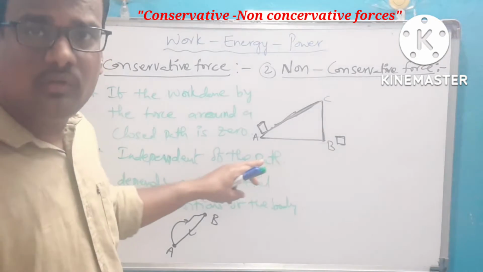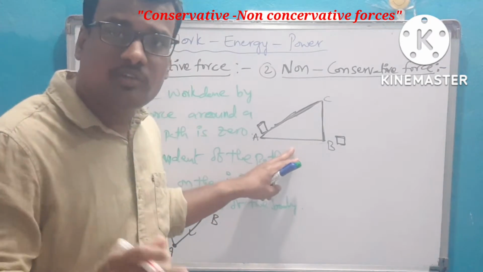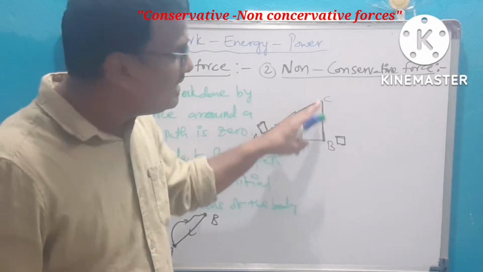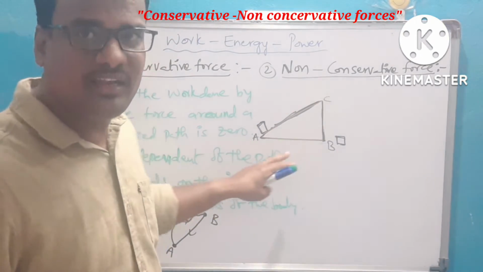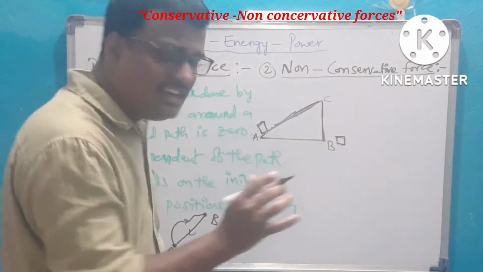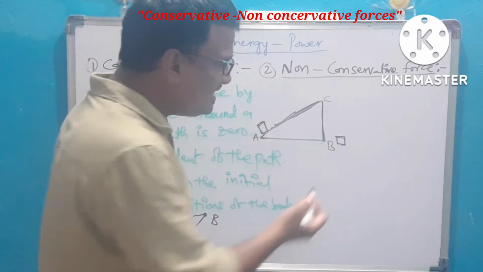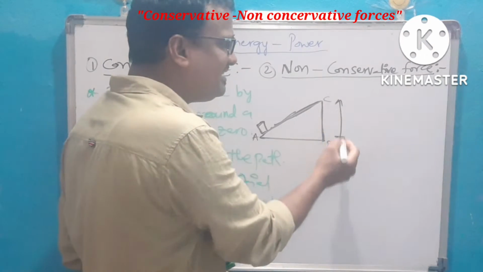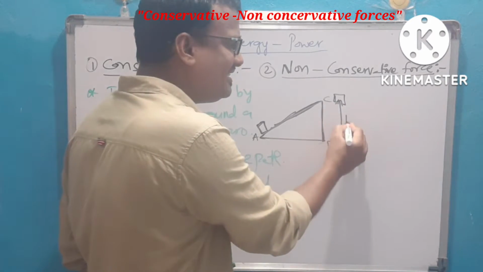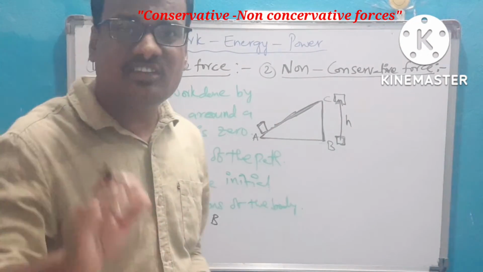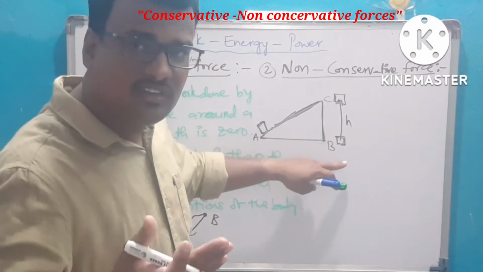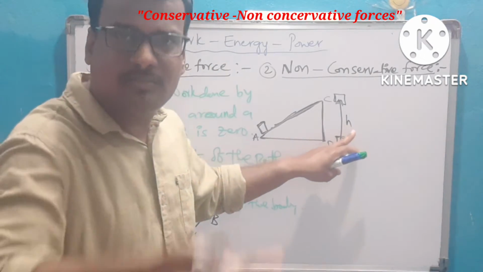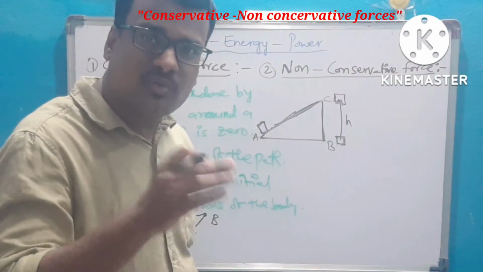Now I will give a small example of how conservative forces work, and how the work is independent of the path. Here A, B, C is an inclined plane, and I can draw it here. In the first case, the body moves directly from point B to point C, lifted vertically, and the displacement, that is the height, is h. Here the force we apply is F.